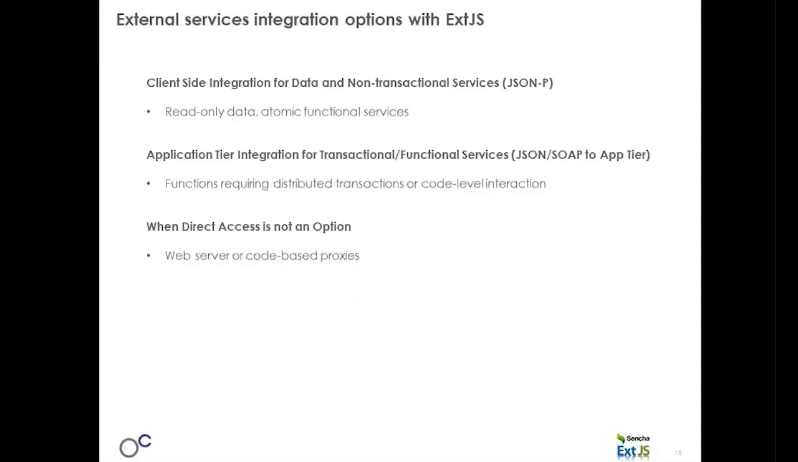With ExtJS, there are several options to integrate with external services. The options used can vary from service to service and are determined by factors such as security requirements, established best practices within the organization, and the deployment architecture. For simple data-based services, such as reference data, static taxonomy data, or simple non-transactional function requests, we prefer client-side integration and use JSONP to get around the cross-domain issues with web service access.